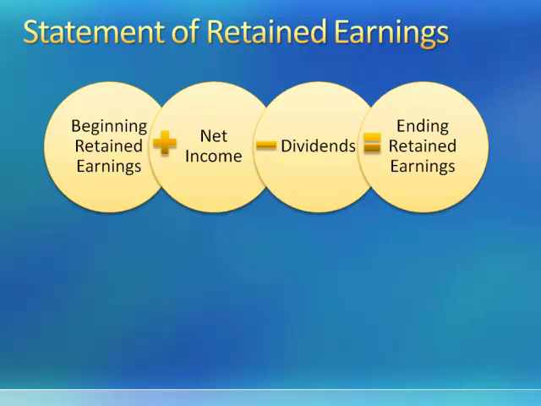So beginning retained earnings plus net income minus dividends is equal to our ending retained earnings balance. As we said in the prior slide, retained earnings represents the profits that are not paid out in the form of dividends to shareholders. Now let's look at a few transactions and see how they affect the balance sheet.